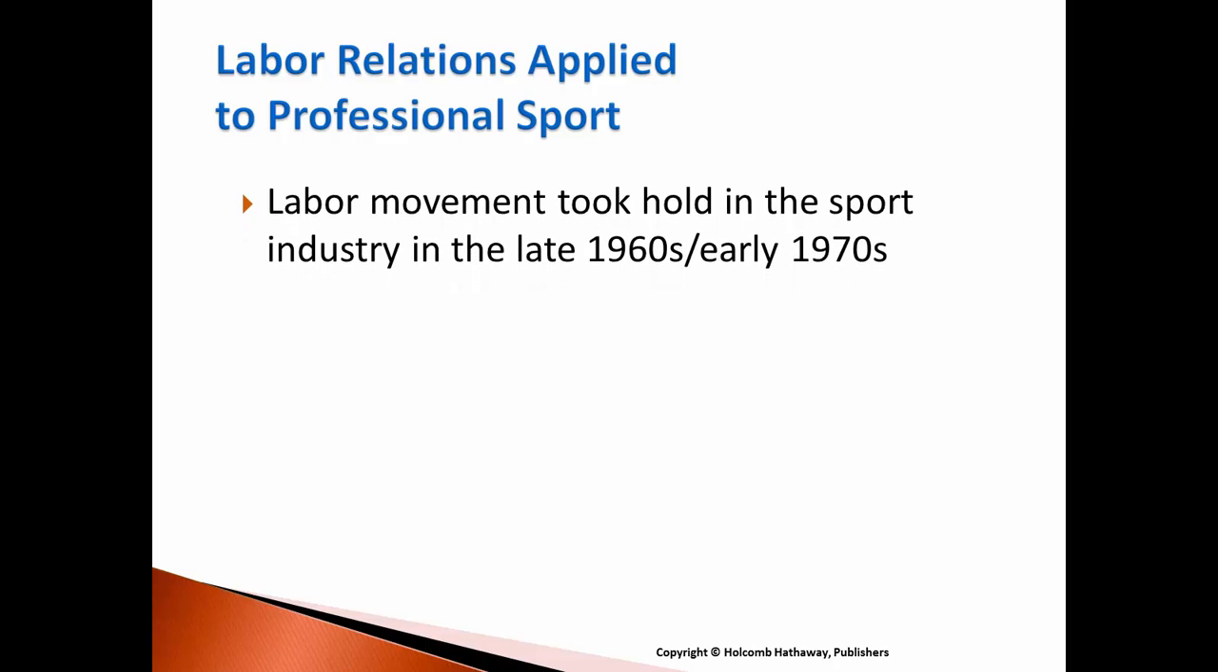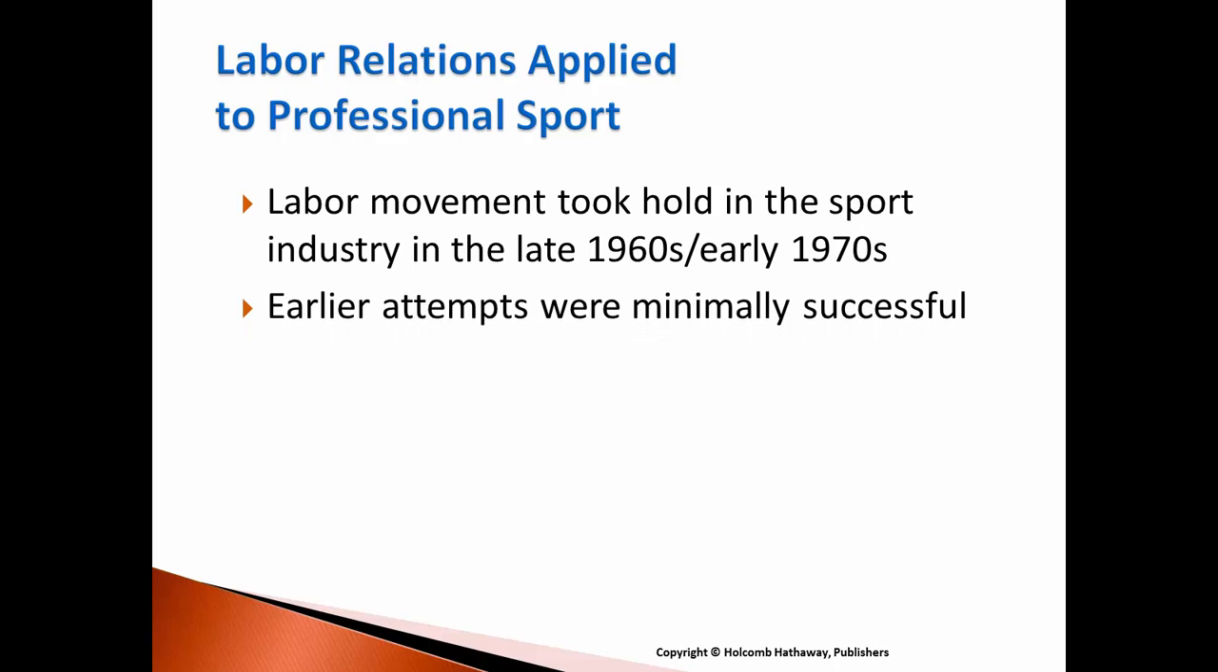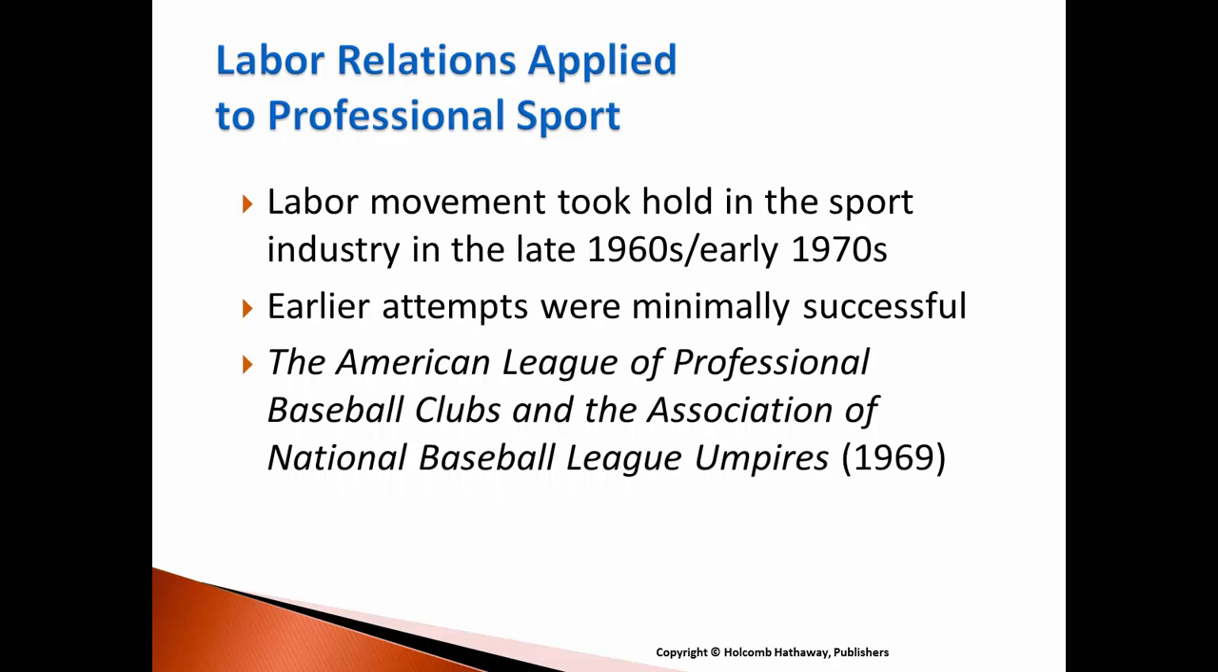Here, the labor movement took hold in the sport industry in the late 1960s and early 1970s. There were earlier attempts that were minimally successful. One of those attempts was the American League of Professional Baseball Clubs and the Association of National Baseball League Umpires in 1969.